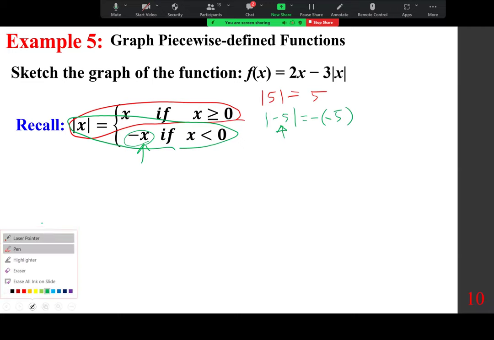So this means if x is negative, it's the opposite. So minus x doesn't mean a negative value. Minus x means the opposite of whatever x is. In fact, because x is negative, its opposite is positive. So write the opposite of minus 5, and that is equal to positive 5. That's the meaning of absolute value. I wanted to mention it here because I've seen students sometimes making a mistake. With that being the case, let's look at this one. If x is positive, just drop the absolute value, make it 2x minus 3x.